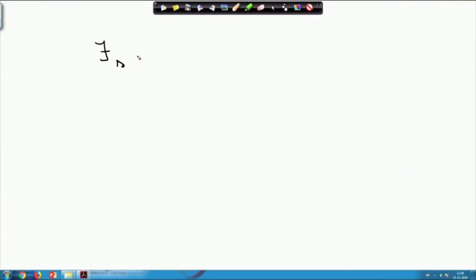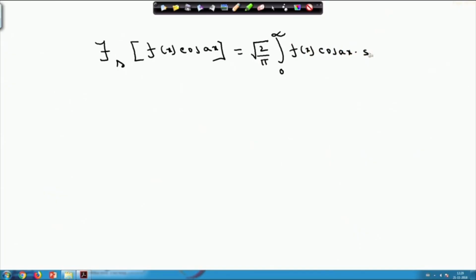The second one was the Fourier sine transform of f x into cos ax. The other proof we have done, that is Fourier transform of, now we are going to the Fourier sine transform of f x into cos ax dx. Since it is a sine transform, it will be root over 2 by pi, 0 to infinity, f x cos ax into sine of alpha x into dx. So that it will be a function of alpha.